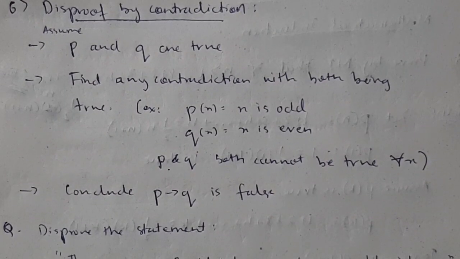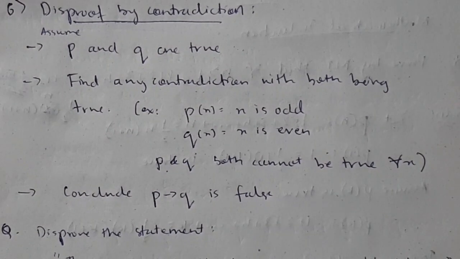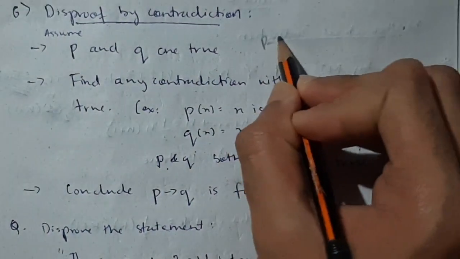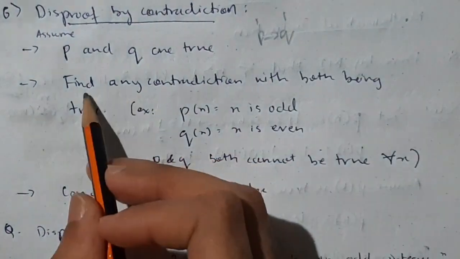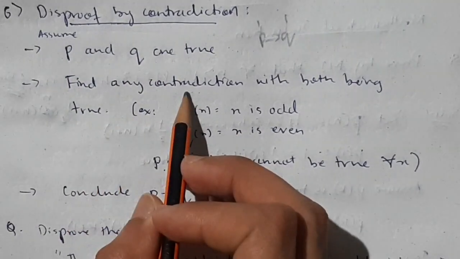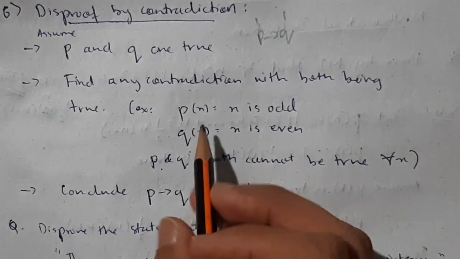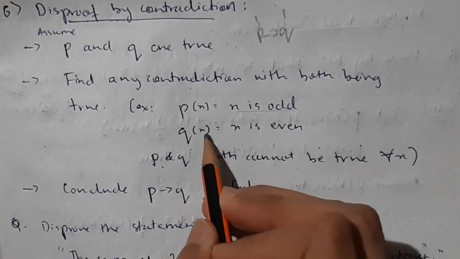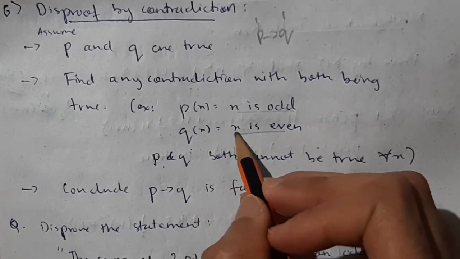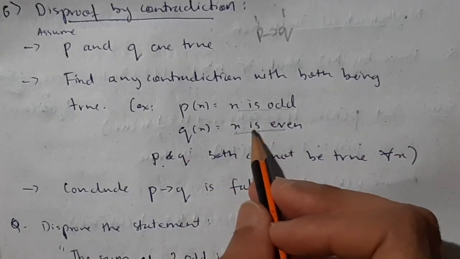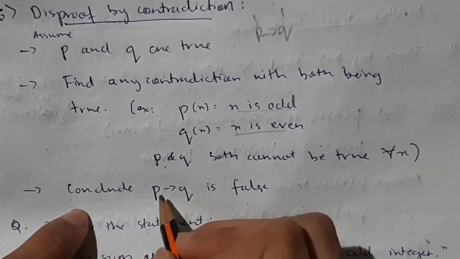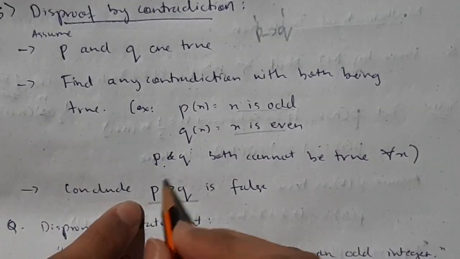Disproof by contradiction is the opposite of proof by contradiction. We will assume that P and Q both are true. If P and Q both are true, that means P conditional Q is also true, right? 1 and 1. While we assume this, we have to find any contradiction with both being true. For example, if P of x is x is odd and Q of x is x is even, if you consider both as true, x can't be odd and even at the same time. So this is a contradiction. We will find some contradiction in the given equation, and then we will consider P conditional Q is false.